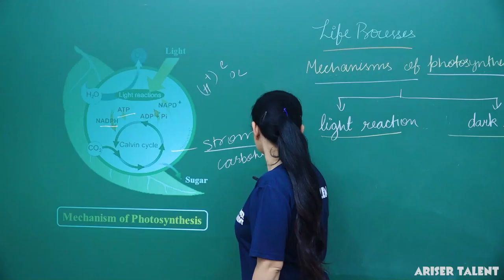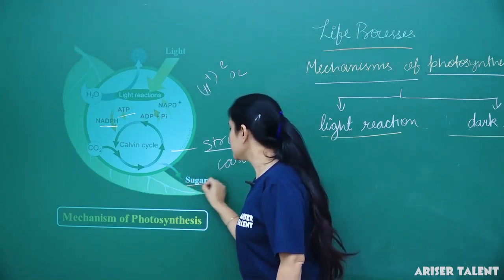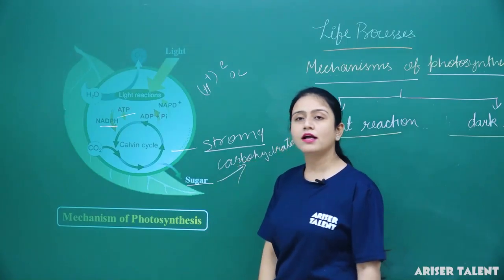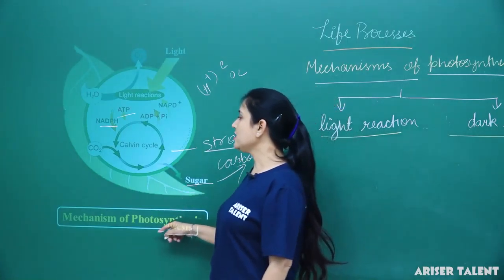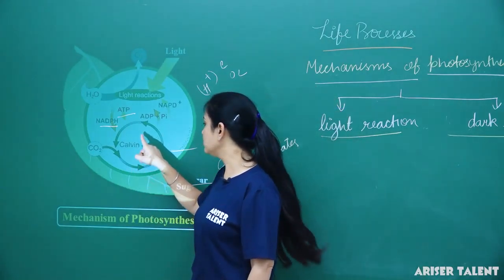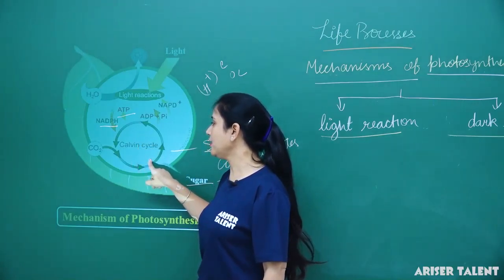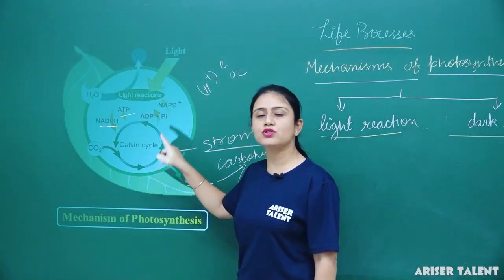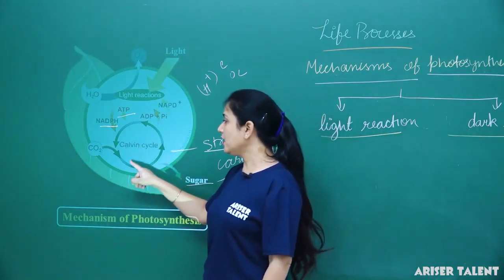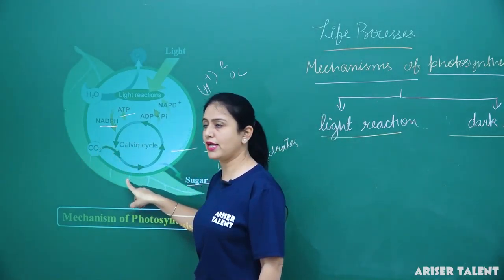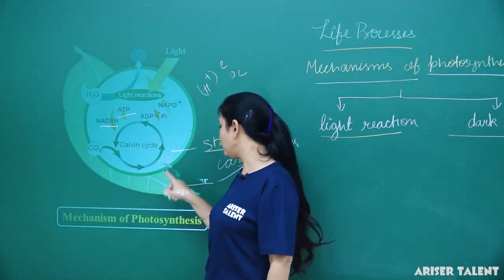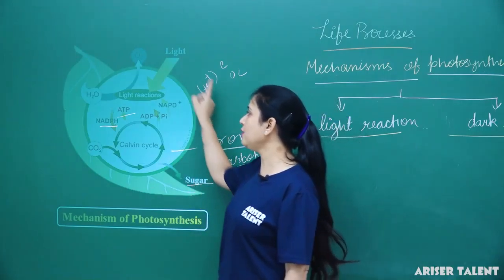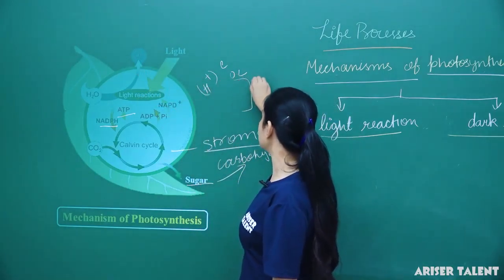Carbohydrates, like here we can see the output product is what? Sugar. That is what? It is carbohydrate. So thus we can say during the dark reaction, which is also known as C3 cycle or Calvin cycle, the leaf takes in carbon dioxide and forms sugar or carbohydrate. So this is the complete process of photosynthesis.